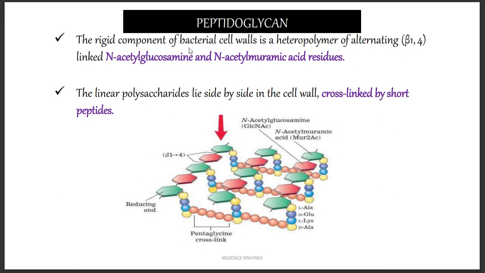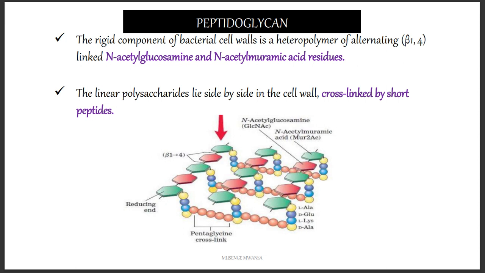It is a component of the bacterial cell wall, and it is a heteropolysaccharide of alternating N-acetylglucosamine and N-acetylmuramic acid. I think this thing came in last year's exam. They just said peptidoglycan is made up of dash. Complete. Alternating N-acetylglucosamine and N-acetylmuramic acid.